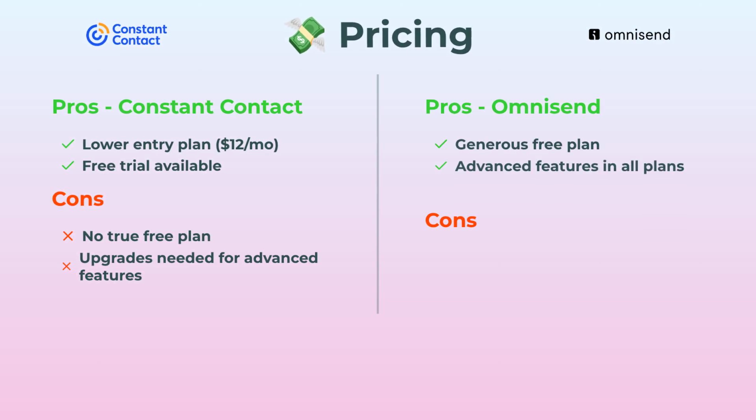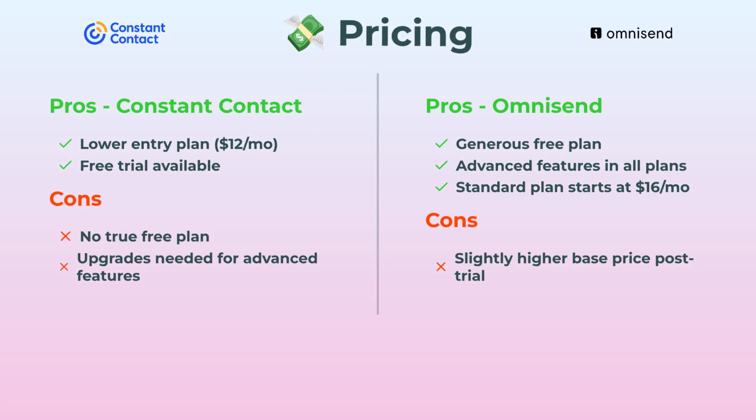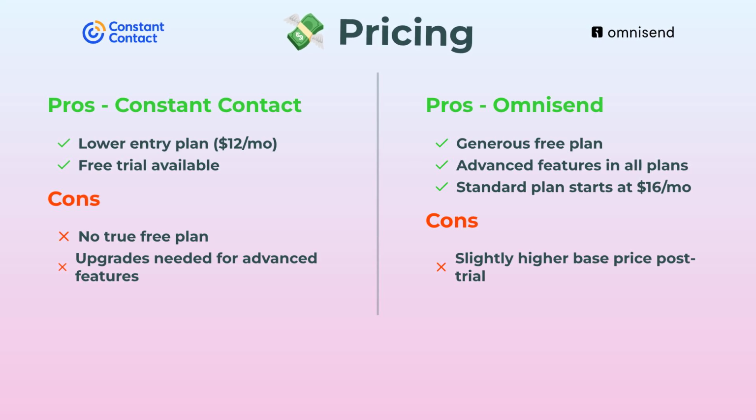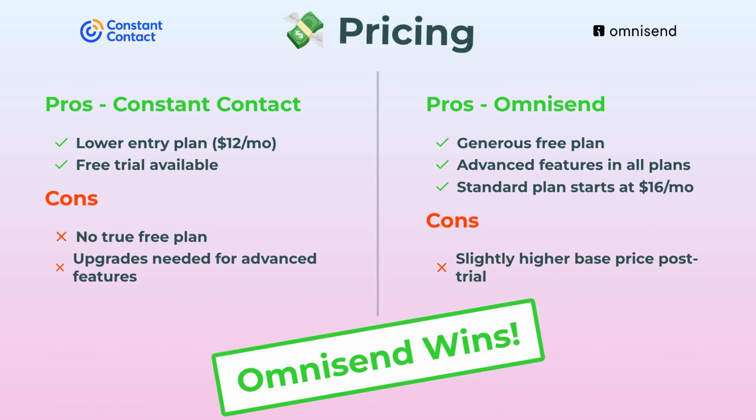Now, Omnisend? Oh, and here's something cool. They actually offer a generous free plan. You get a bunch of advanced features no matter what plan you're on, and their standard plan starts at $16 per month. Sure, the base price bumps up a bit after the trial, but honestly, you're getting way more for your money, especially if you're serious about e-commerce. So for pricing, Omnisend definitely takes the win.